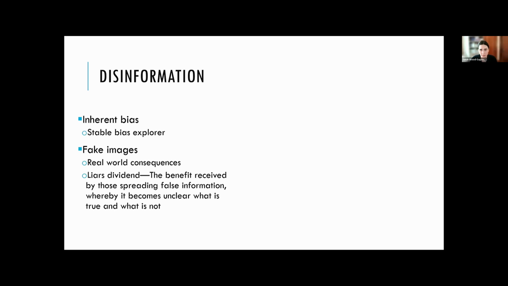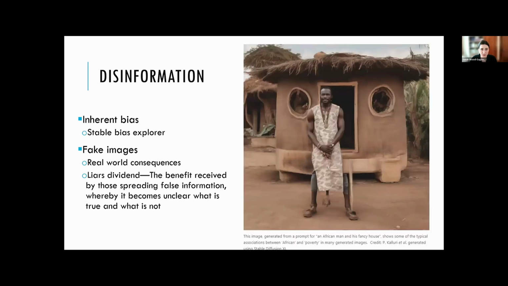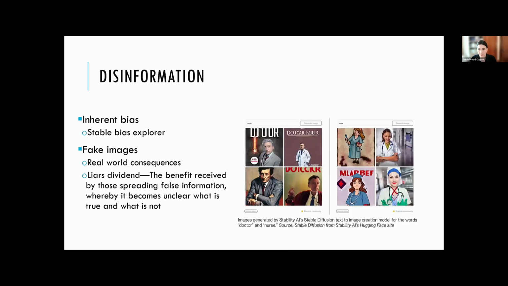There's a tool called Stable Diffusion Bias Explorer, which has been used to demonstrate these biases in AI art generators. So here's a particularly offensive one, associating Africans with poverty. The prompt here was an African man and his fancy house, and that's what came up. There's another example of doctors all being depicted as white men and nurses as women. Stable Bias Explorer discovered, essentially, a positive bias towards whiteness and masculinity.